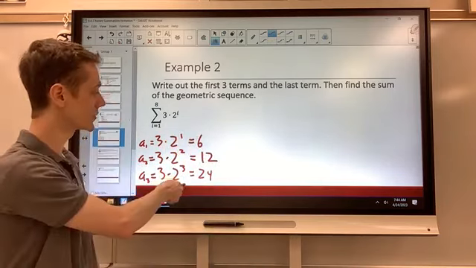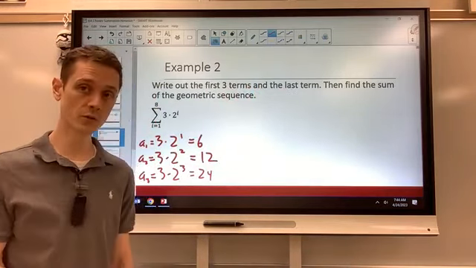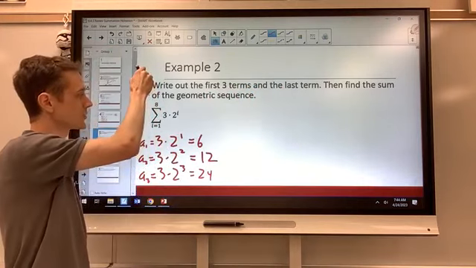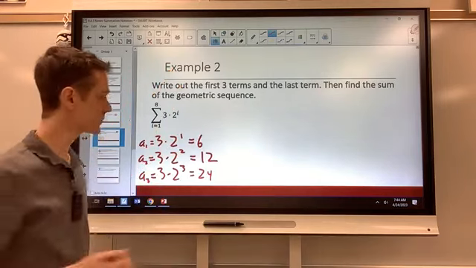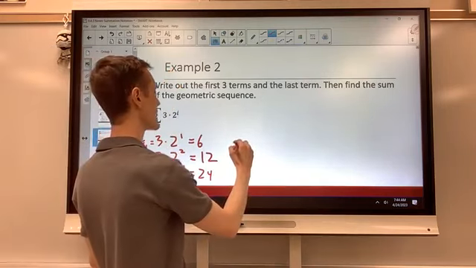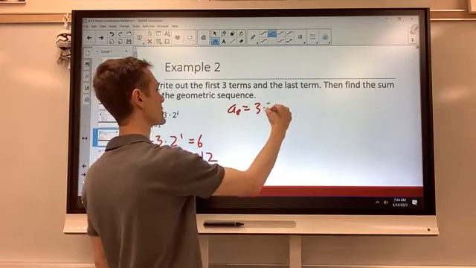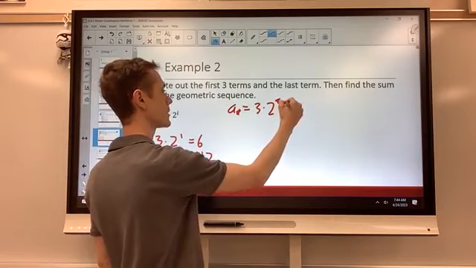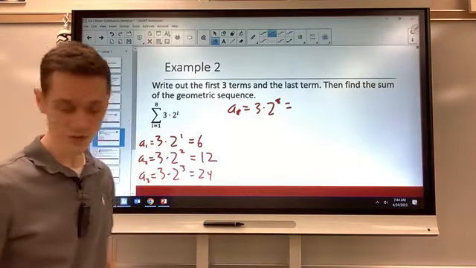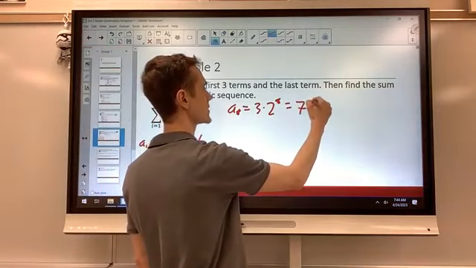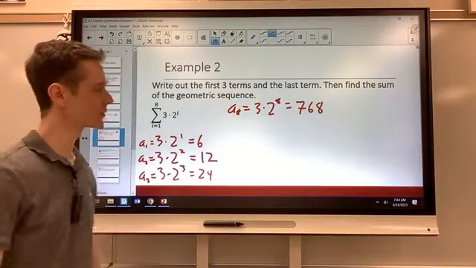Now we were asked to find the first 3 terms, but we were also asked to find the last term. Now when we're dealing with summation notation, finding the last term is just found by taking the number above the sigma and plugging that in for your index. So in this case, I'm going to be writing that a sub 8 would equal 3 times 2 to the 8th power. Okay, so 2 to the 8th power times 3 should give me 768 in this case, because 2 to the 8th power is 256, and then we're multiplying that by 3 afterwards.